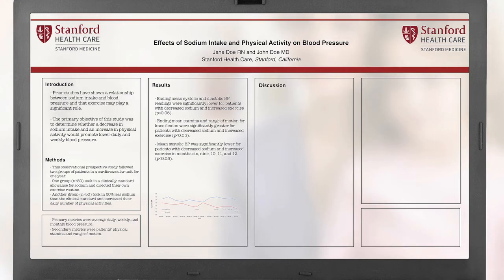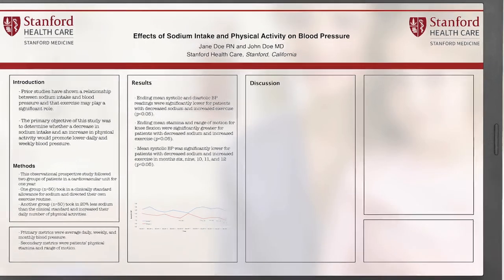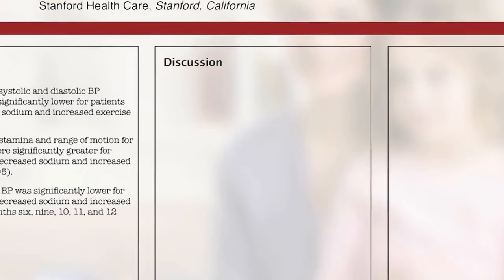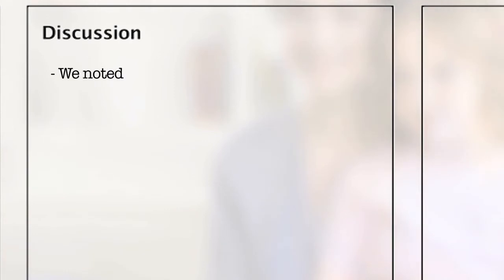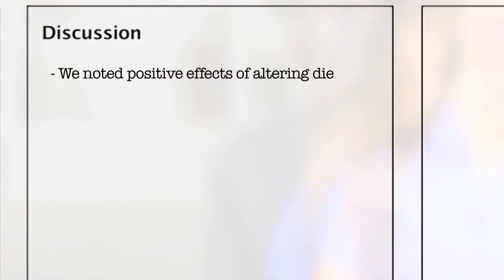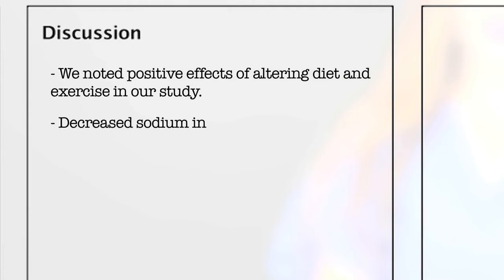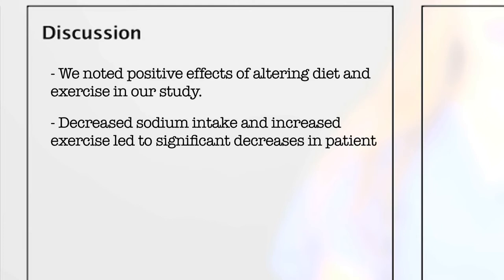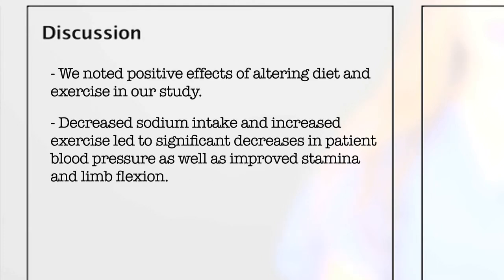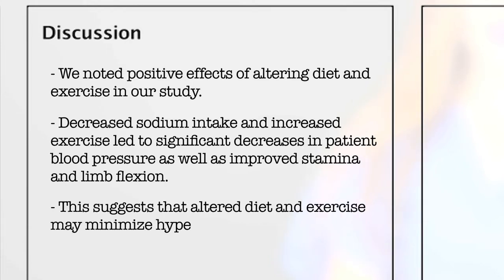Lastly, the discussion section is where you'll interpret the results of your study and consider clinical implications. We've noted positive effects of altering diet and exercise in our study. Decreased sodium intake and increased exercise led to significant decreases in patient blood pressure as well as improved stamina and limb flexion. This suggests that altered diet and exercise may minimize hypertension and enhance overall well-being.